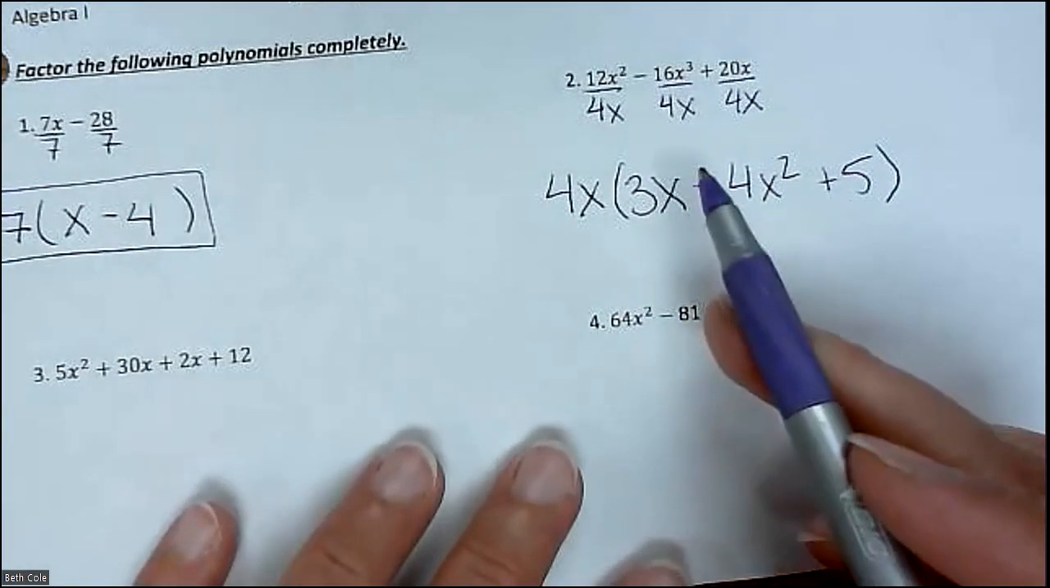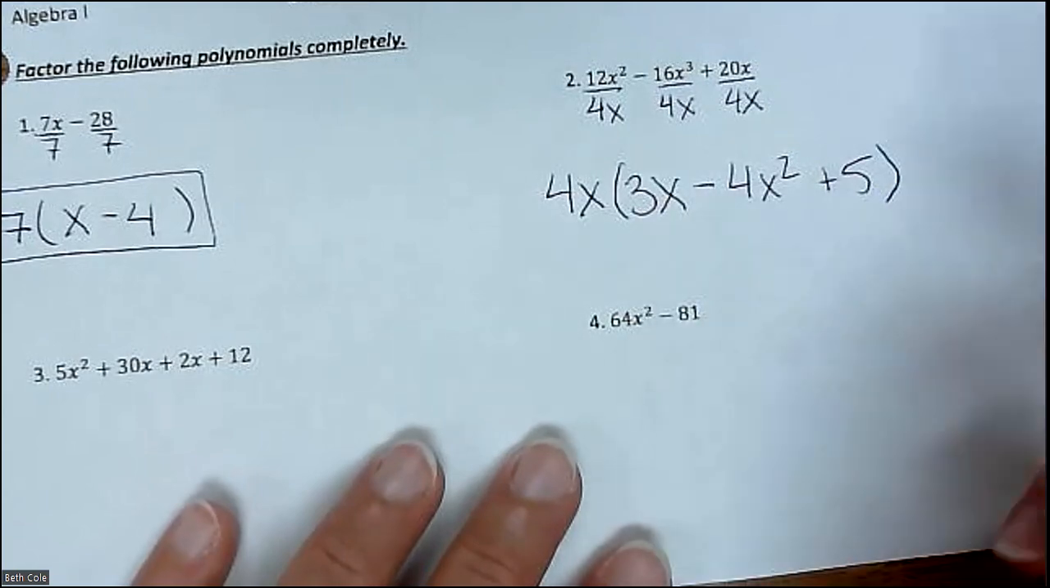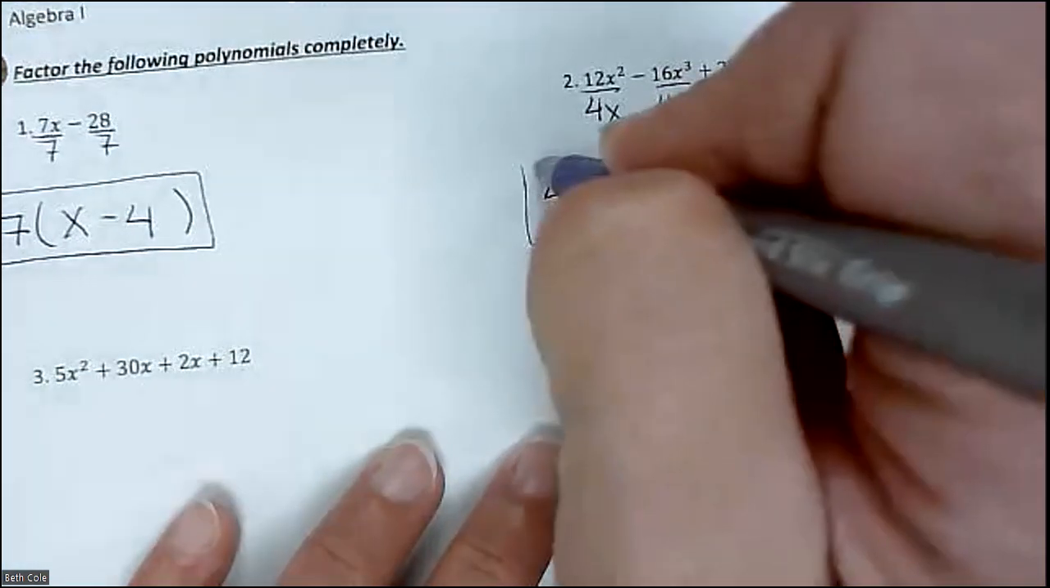Plus 5. Now, again, sometimes you can do another step with this. This is kind of just a jumbled mess, so there's nothing else that you can do there. We're just done.